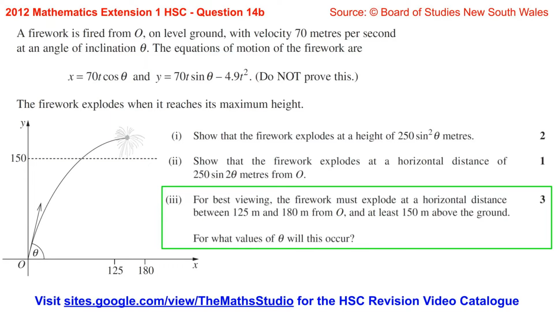Part 3. For best viewing, the firework must explode at a horizontal distance between 125 meters and 180 meters from O, and at least 150 meters above the ground. For what values of theta will this occur?